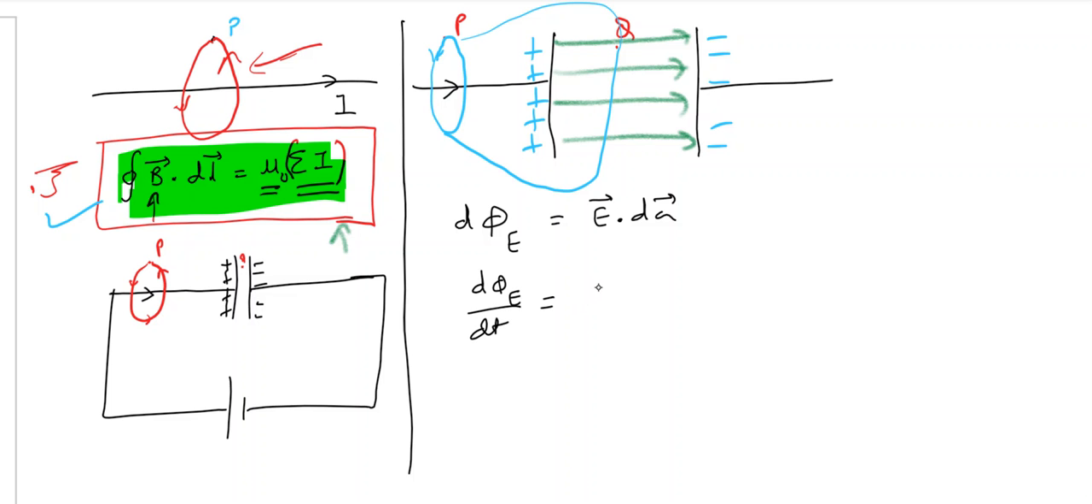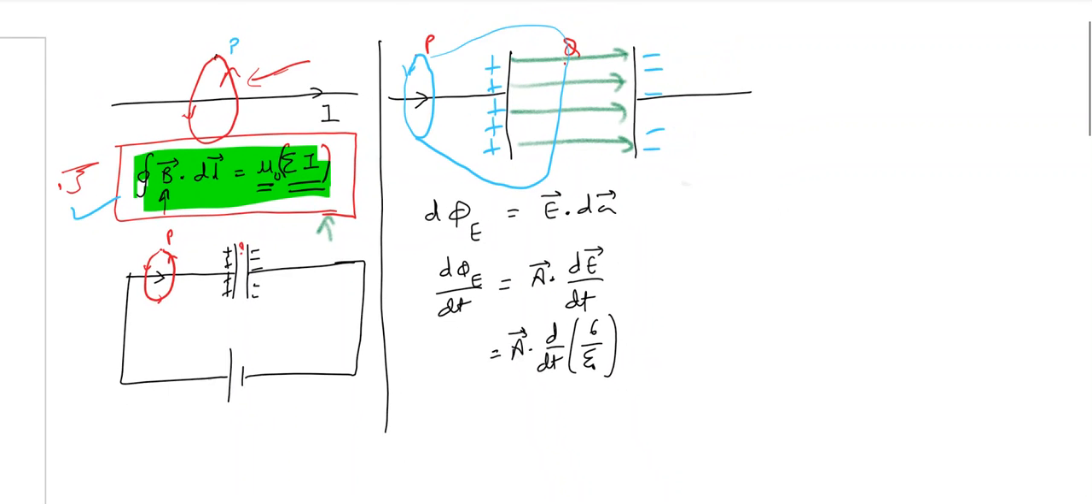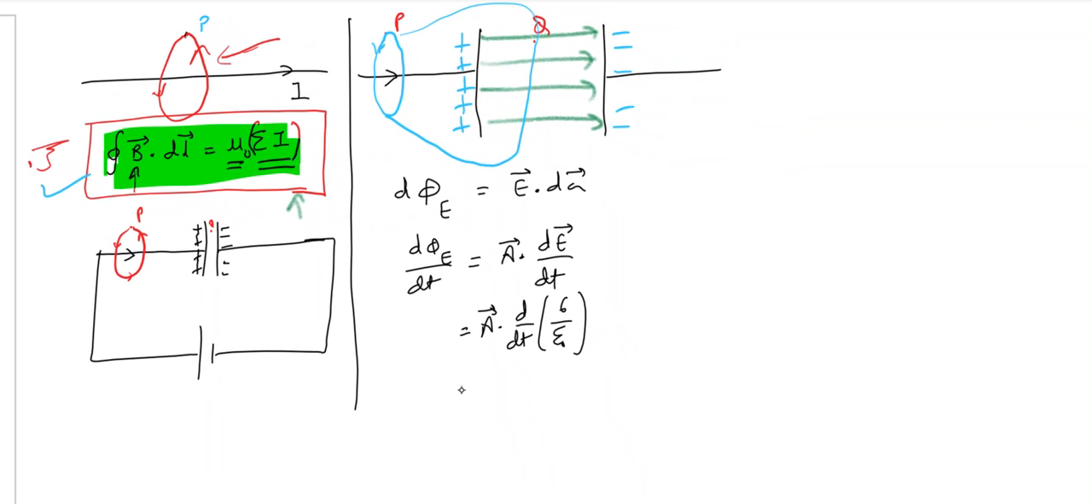So if we find the rate of change of this flux, area is constant and electric field is changing, so we can write it as A dot dE by dt. And what is electric field? We know that electric field is sigma by epsilon 0. What is sigma? Surface charge density.